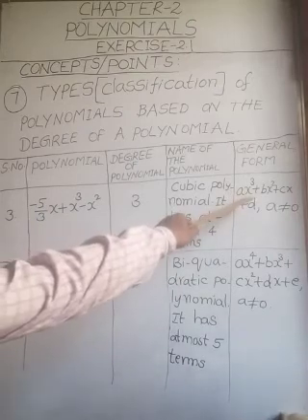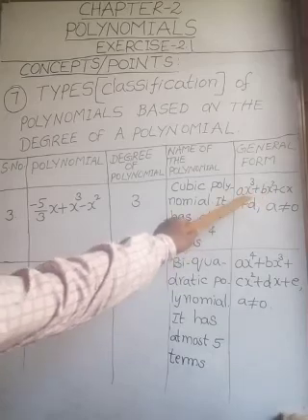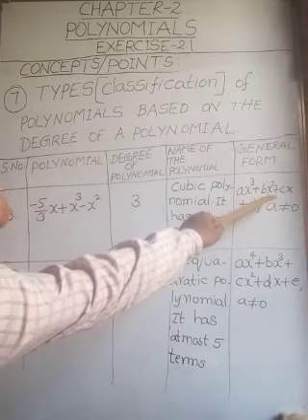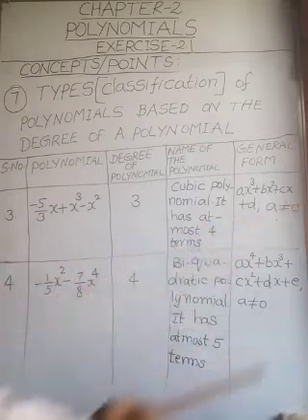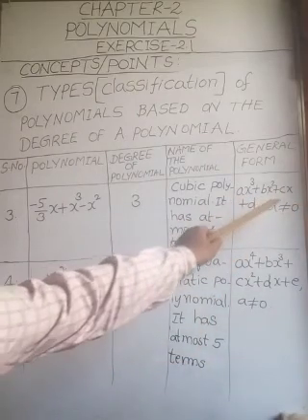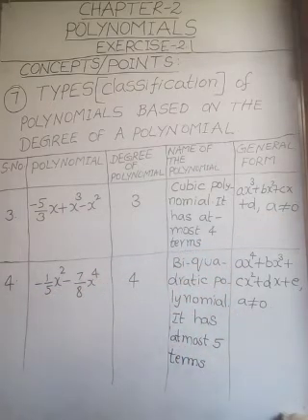And come to the general form of a cubic polynomial: ax cube plus bx square plus cx plus d, where a is not equal to 0. This is called the general form of a cubic polynomial. Is it clear, my dear children? Right. Now come to the next polynomial.